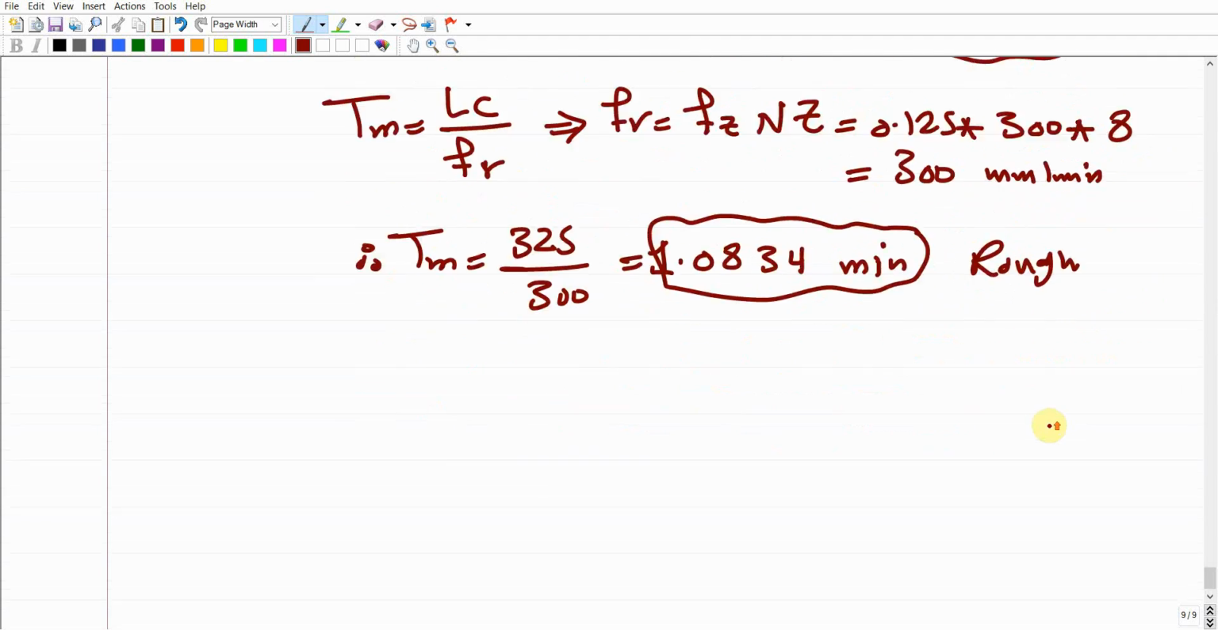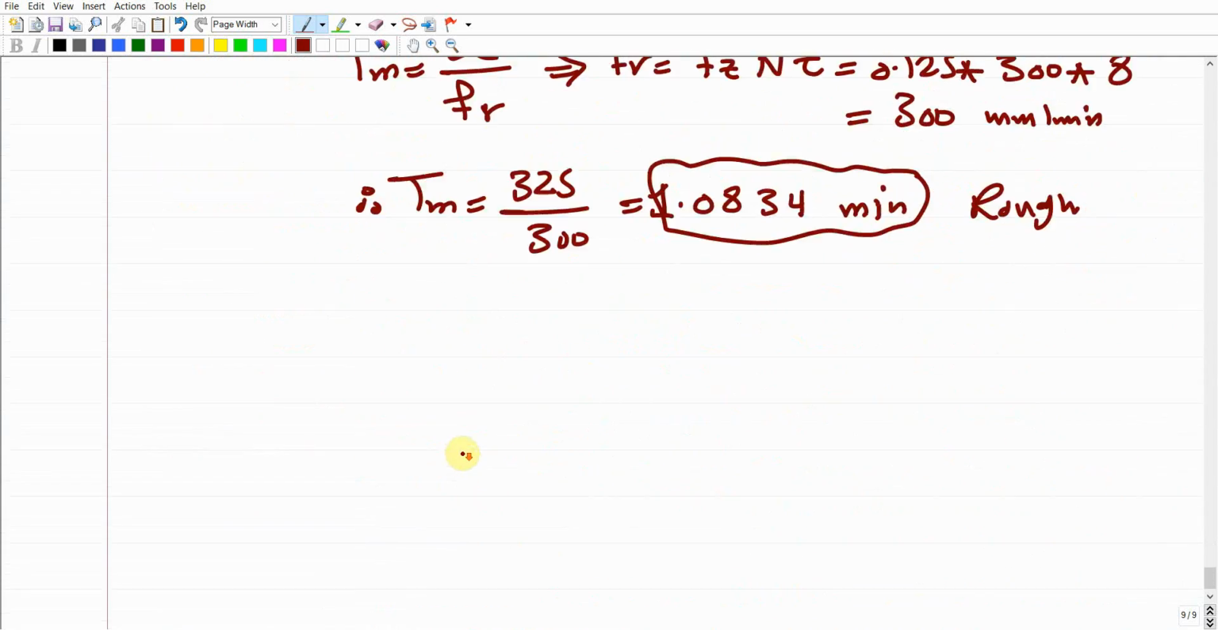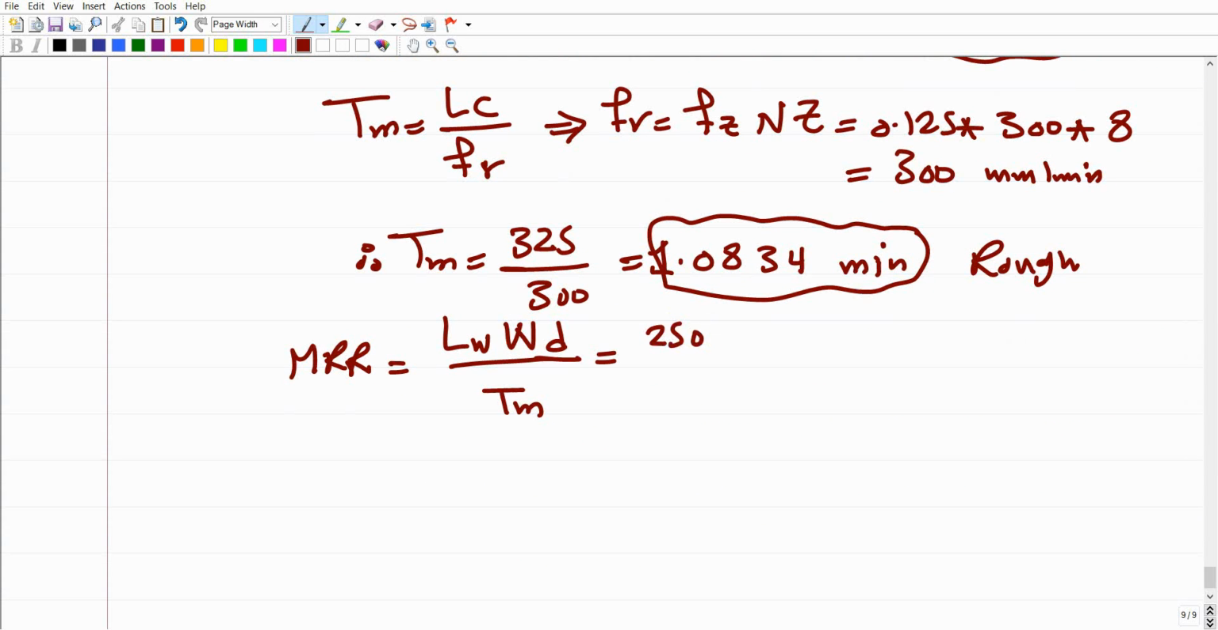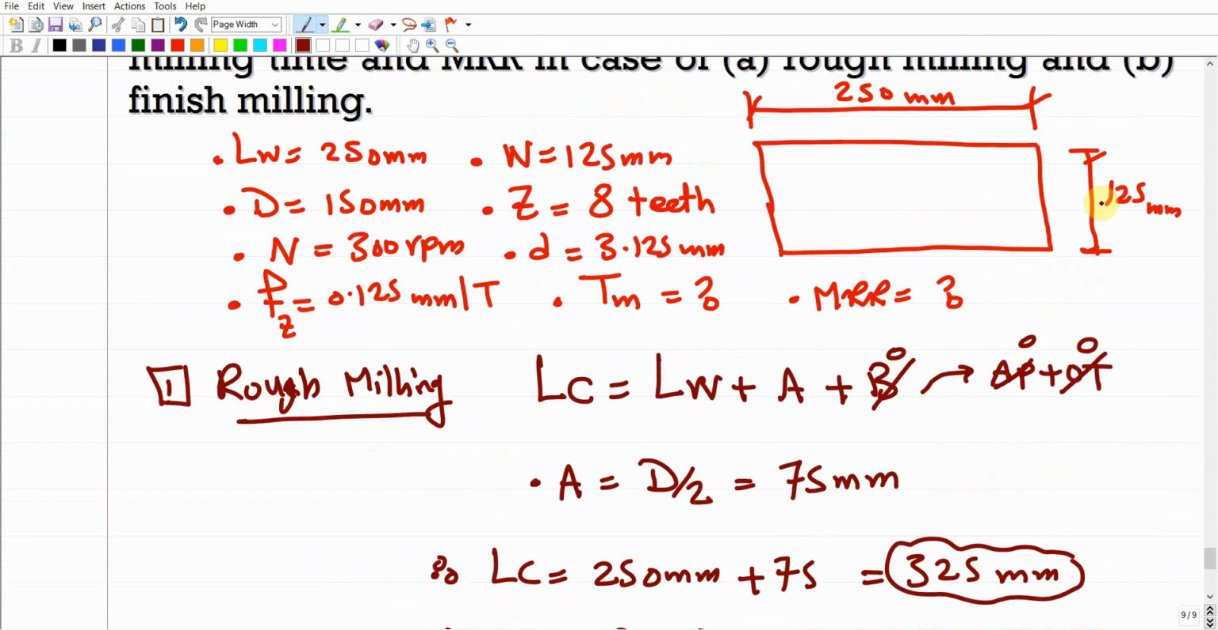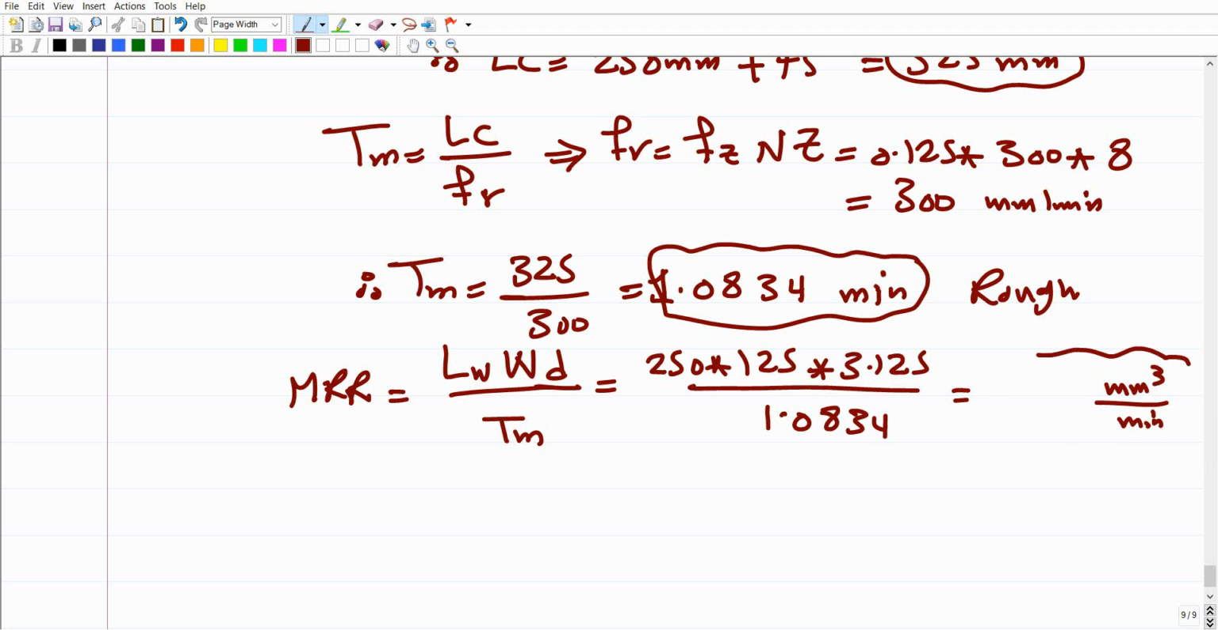And for the finishing, we're also going to calculate, because he required us to determine the milling and metal removal rate. So the MRR for the rough operation will be, for the milling operation, on the top we should have the length of the work bar times the width times the depth of cut, right? So the length there is 250 times 125, the length and the width, times the depth of cut, which was given as 3.125, divided by the machining time that we just calculated.